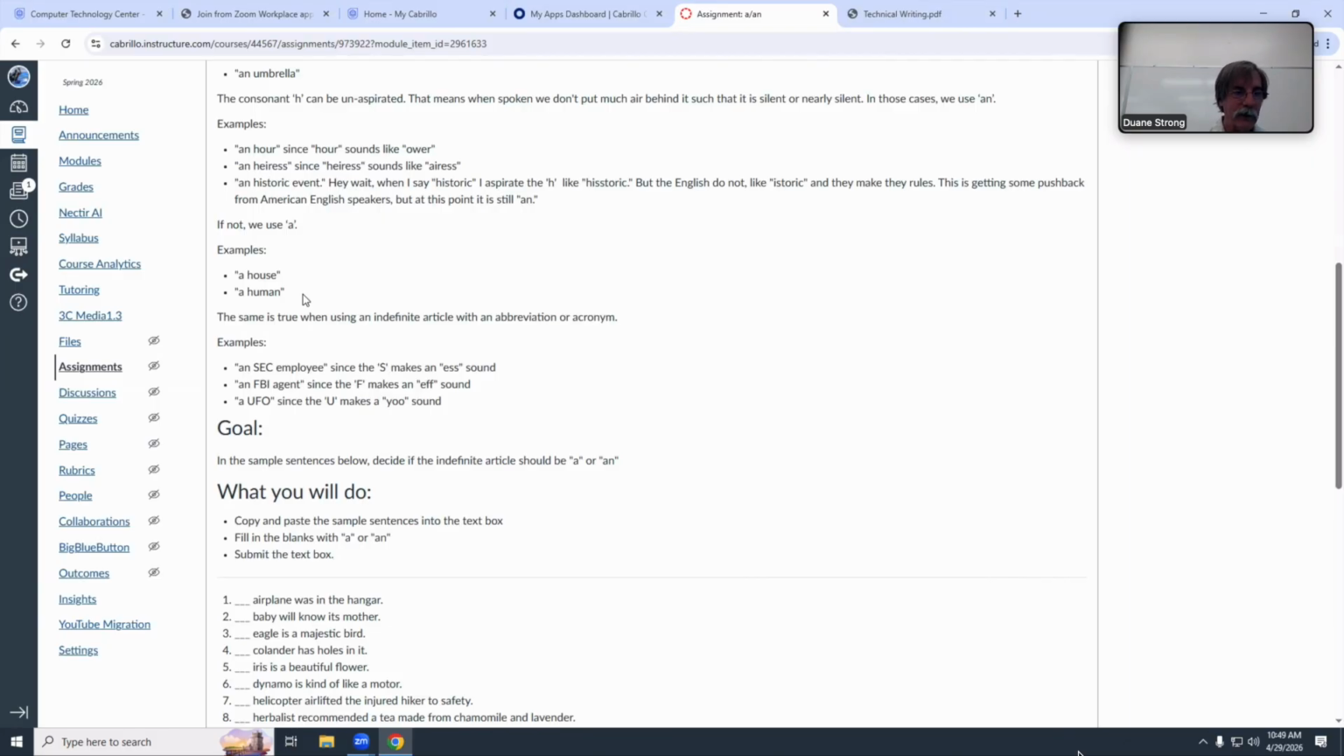All right. These things still apply even if it's just an abbreviation or an acronym. So like an SEC employee. You might say, hey, wait a minute, S, that's a consonant, it should be "a." Well, no, because S makes the "ess" sound, so it has a vowel sound. An FBI agent, since F makes an "eff" sound. Conversely, a UFO, even though U is a vowel, it's making the "you" sound here, so we use "a."